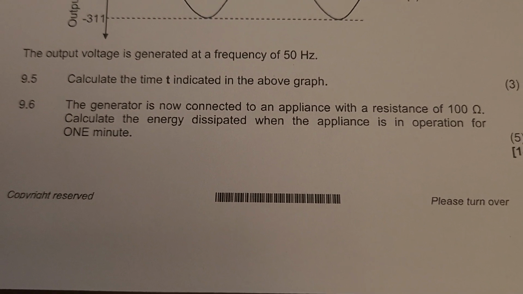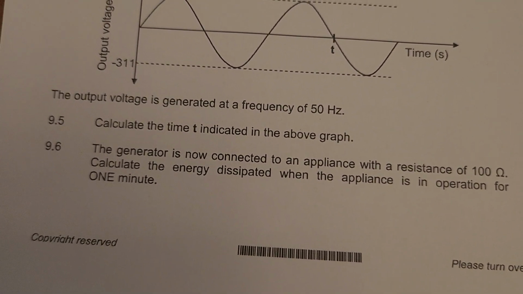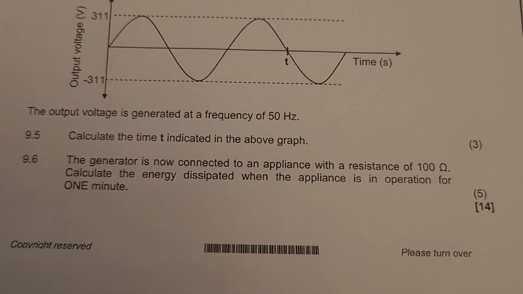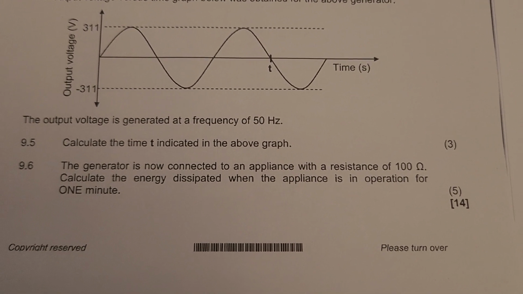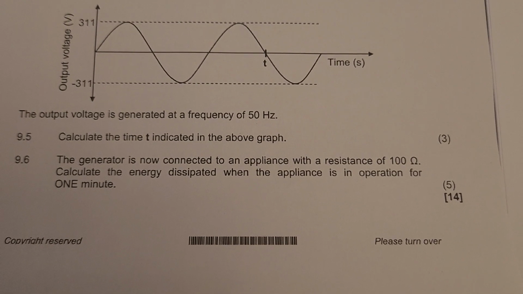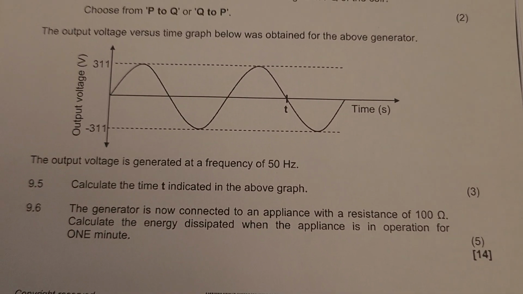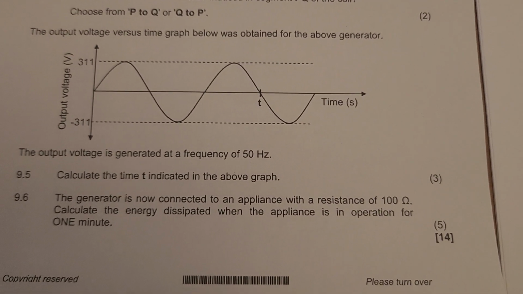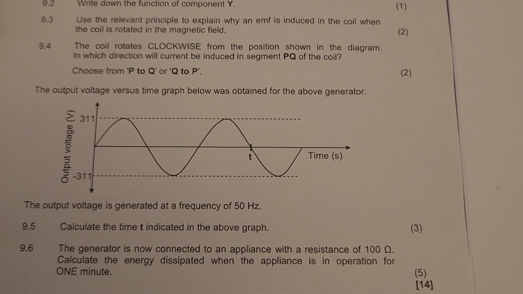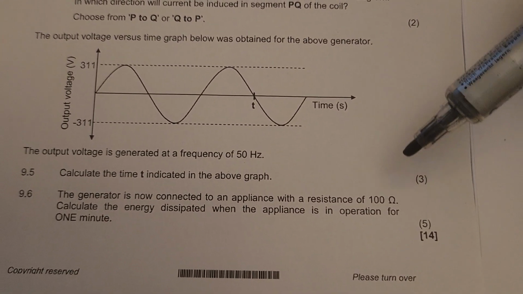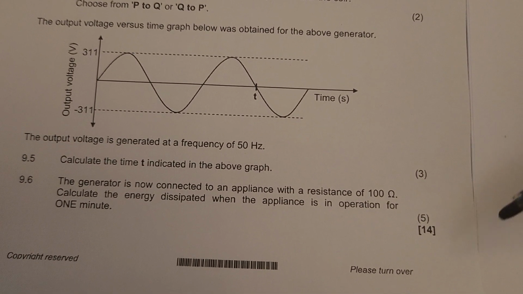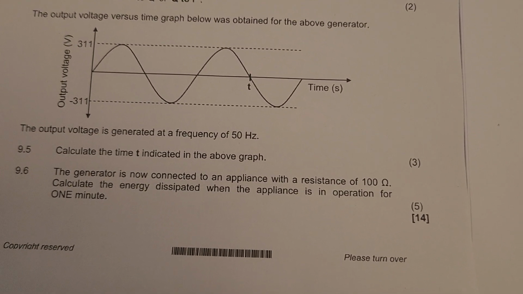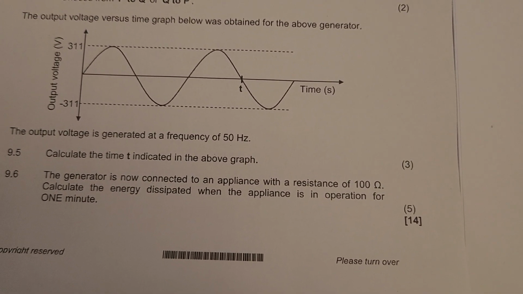The last calculation in this question now is question number 9.6. They say the generator is now connected to an appliance with a resistance of 100 ohm. Calculate the energy dissipated when the appliance is in operation for 1 minute. Now, from the formula sheet, we've got various formulas, but in this case we are given, remember, the maximum voltage. We don't work with maximum, we work with the VRMS in the formulas. Now we have to convert this one to VRMS before we can use the resistance here. Then that's our first task.